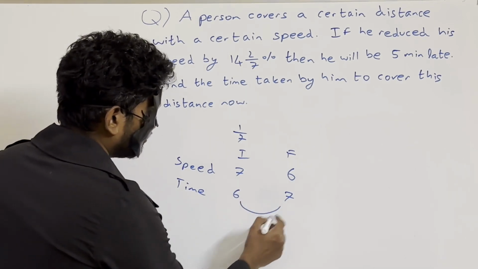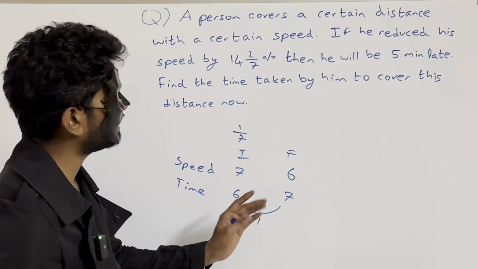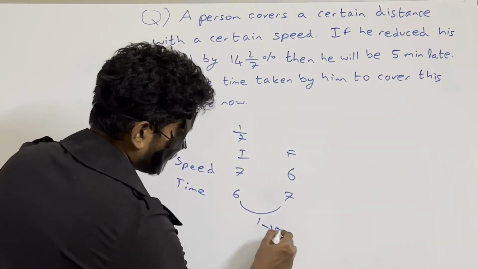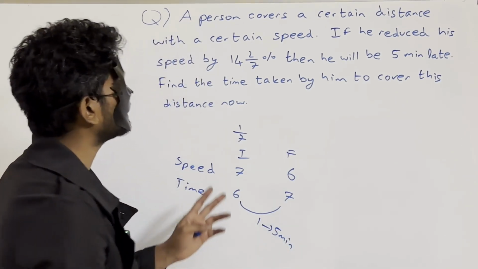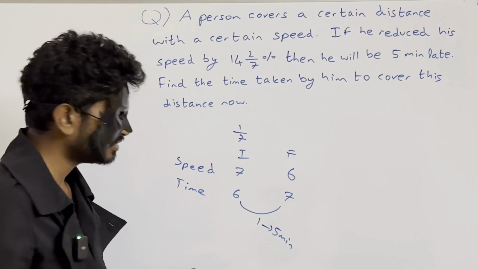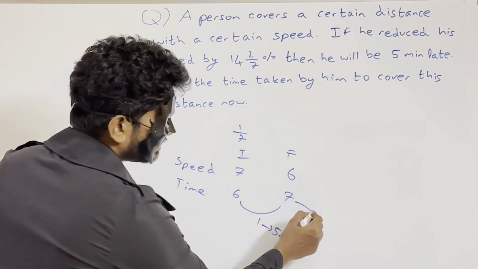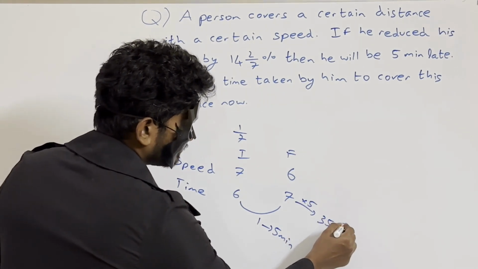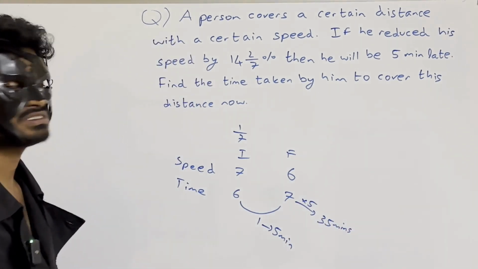He will be 1 unit late. That 1 unit is equivalent to 5 minutes. So now what is he asking? Time taken to cover this distance now. That is, he is asking the value of 7. That is nothing but 7 into 5, which is nothing but 35 minutes. So the answer to this is 35 minutes.